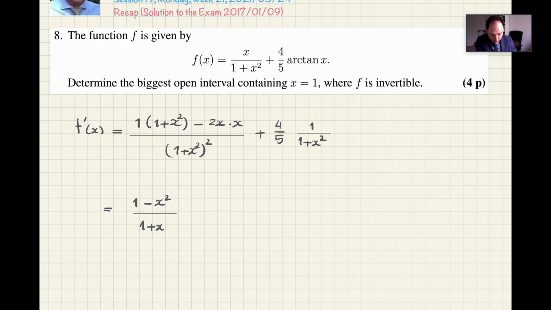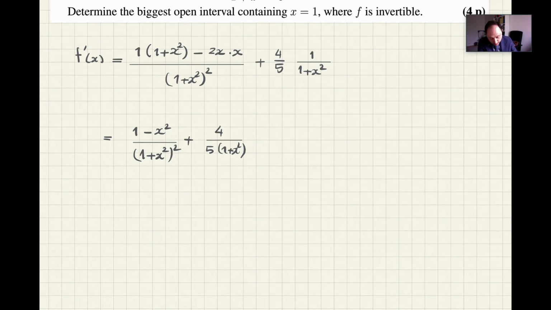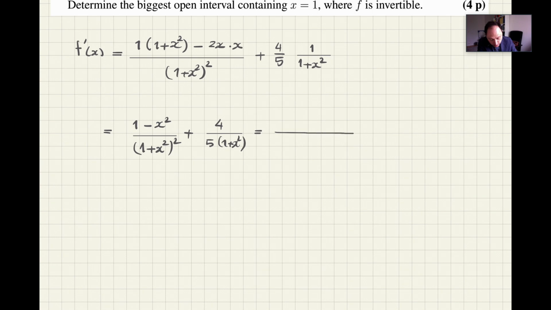Oh no, I think I've made a mistake in my first calculation. Okay, let us just do it patiently. So then it becomes 5 times (1 plus x squared). Yes, please check my calculations. Yes, everything seems right now. Now I take the common denominator. So the common denominator between them is 5 times (1 plus x squared) to the power 2. So it means that I have to multiply the first one by 5 and the second one by 1 plus x squared, yes?